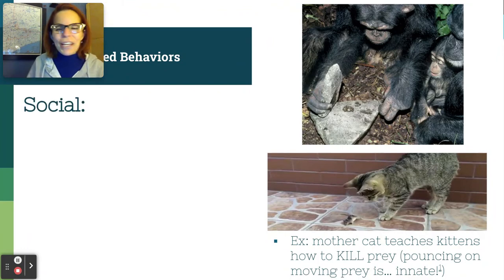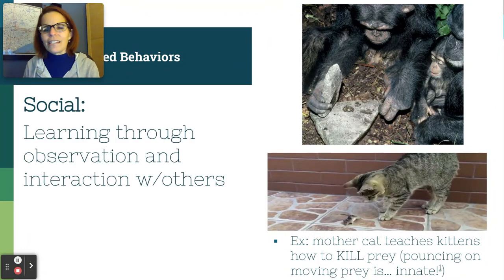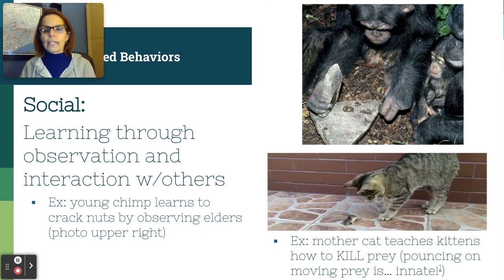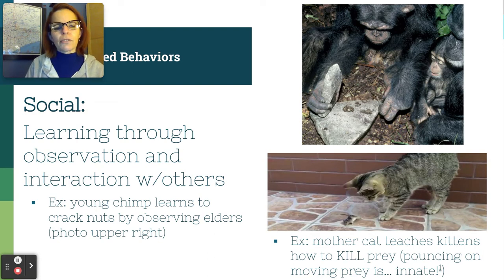All right, and then learned behaviors, social learned behaviors. This does not occur in most organisms, but we see it a lot in the ape families. So learning through observation and interaction with others. For example, in the upper right-hand corner, a young chimp learns to crack nuts by observing elders. So they're using a rock.